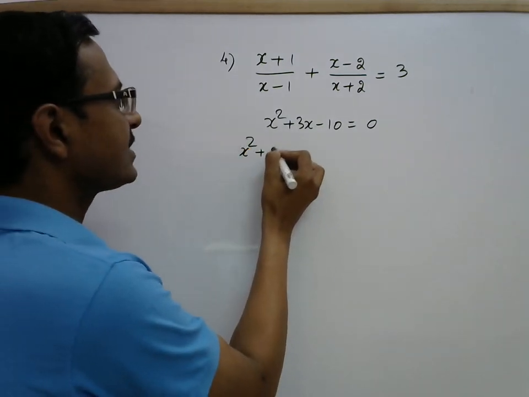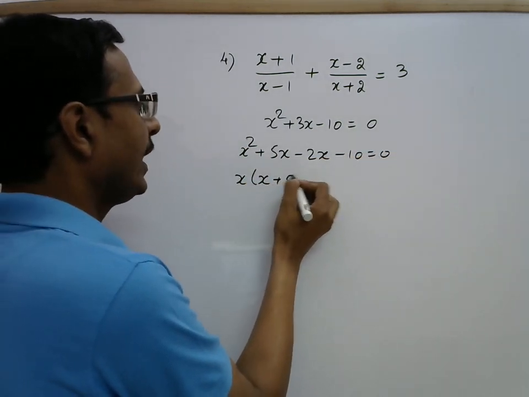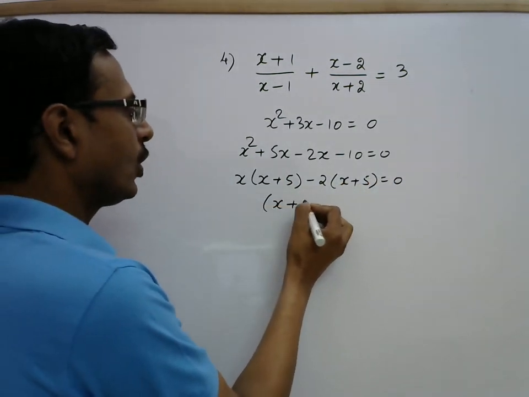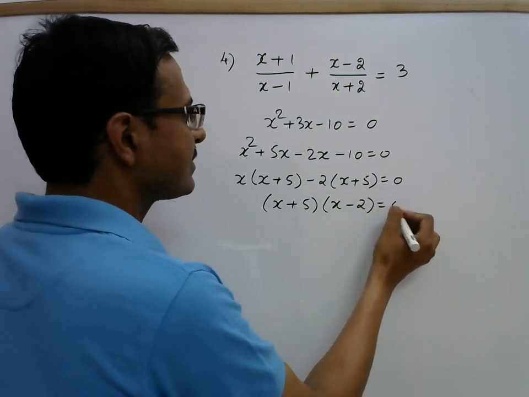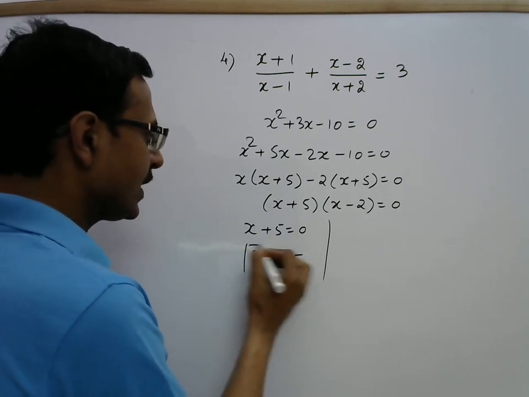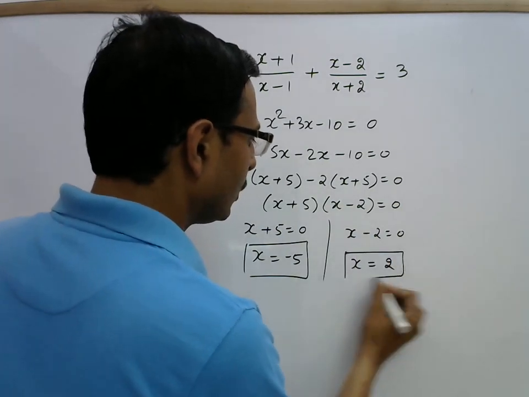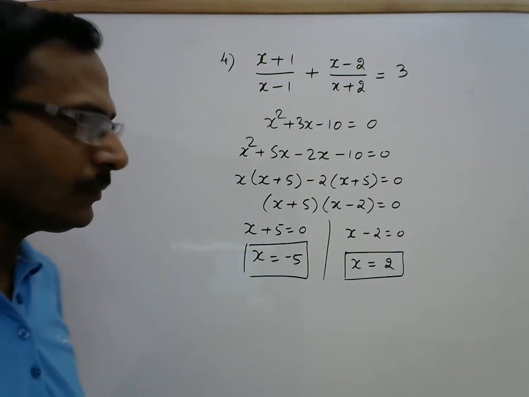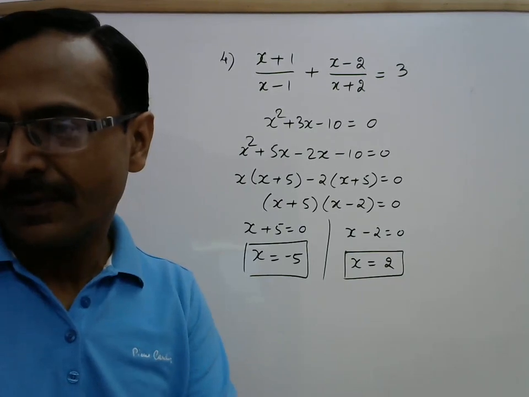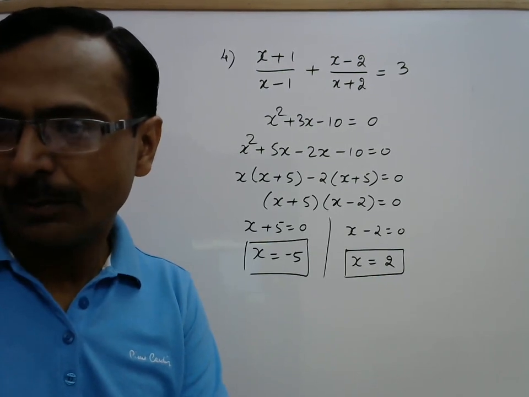So x square plus 5x minus 2x minus 10 equal to 0. So x common, x plus 5; minus 2 common, x plus 5 equal to 0. So you have the common factor x plus 5 and the remaining part x minus 2. Put them separately equal to 0. You will get the two answers. So x equal to minus 5 and x equal to 2. Now this is the answer which was expected to be given by my audience. Many of you are giving me the right answer now, because the answer has been done on the board.